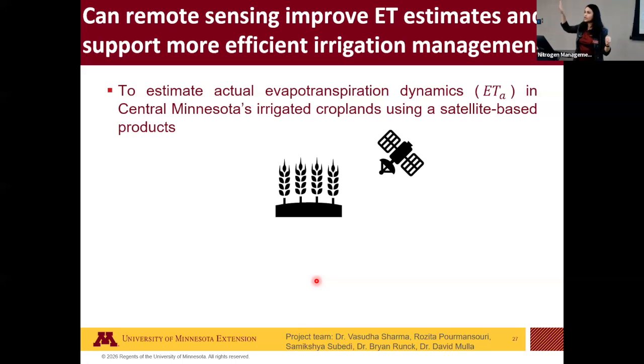We have all the point data from our small plot studies from that big 5-year study. But that's point data, right? From Westport location and from Becker location, how can we use that data set and use some other resources like remote sensing and answer some regional scale problems? So we are estimating actual evapotranspiration, or ET, in central Minnesota irrigated croplands using these satellite-based products.